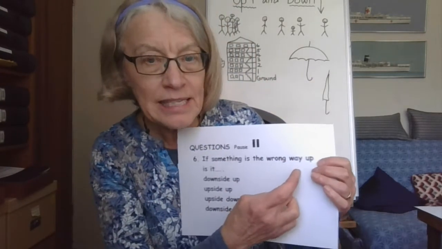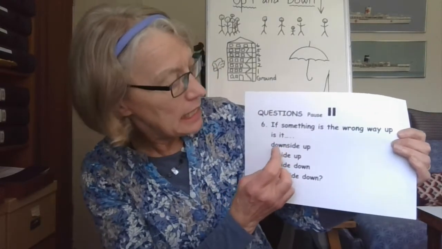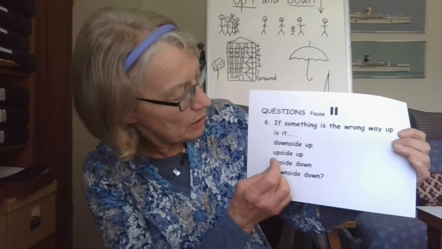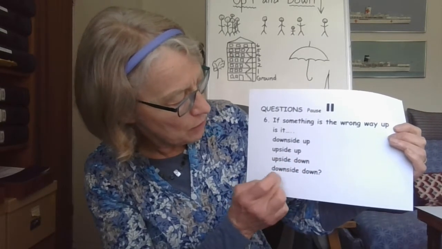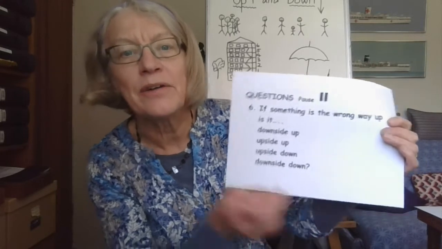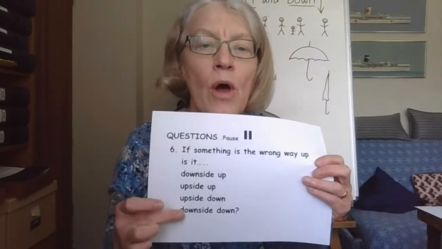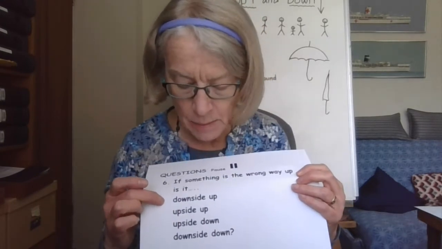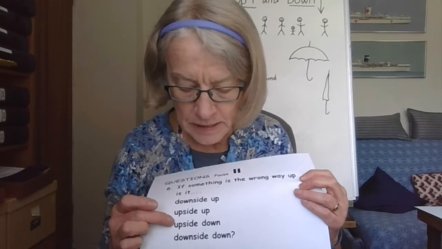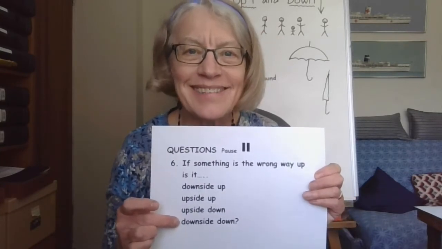If something is the wrong way up, is it downside up, upside up, upside down, or downside down? What do we say if something is the wrong way up? We say one of those things. Downside up, upside down, or downside down. Which one is it?